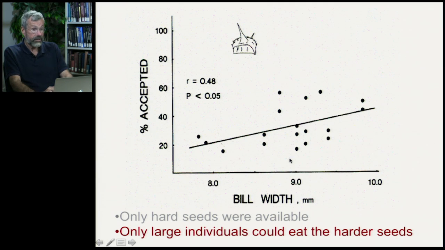So it turns out that, yeah, some birds could crack that tough nut. They're the ones who, by chance, happen to have bigger, heavier beaks. And the heavier the beak, the more likely they were able to crack open a tough seed, okay? So only hard seeds are available by the end of the drought, and only those large individuals could eat the harder seeds.